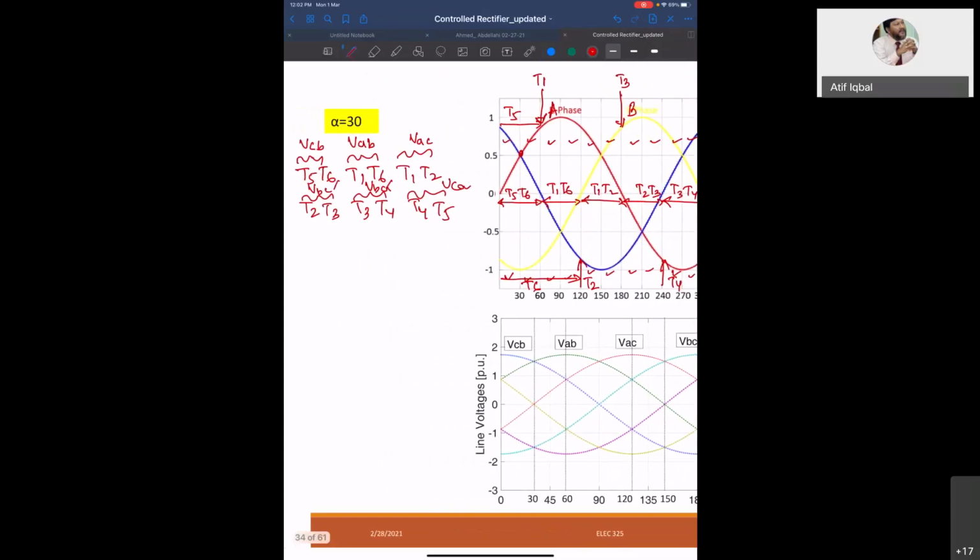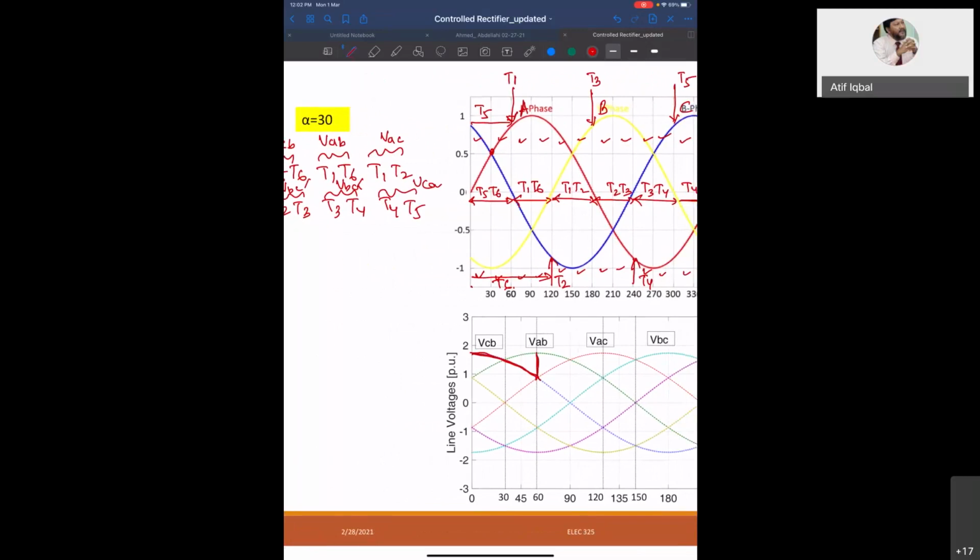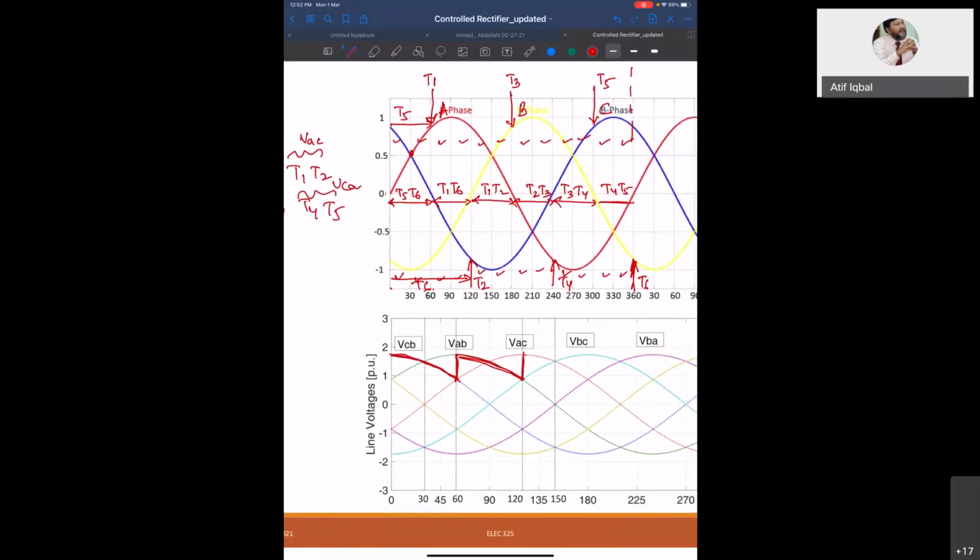Now I will plot. First, from 0 to 60 degrees, I have VCB. And then VAB up to 120 degrees. Then there is no need to look, you just draw sequentially.